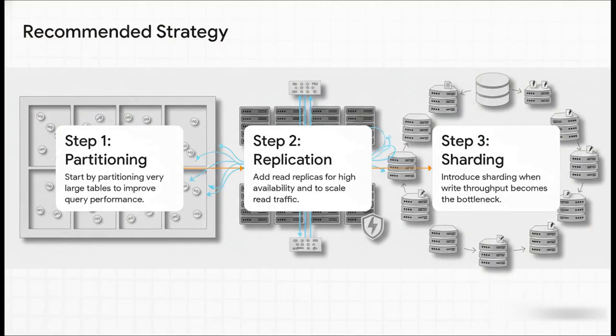So how do you actually approach this in the real world? Well, a really smart way to do it is in phases. Don't just jump straight to the most complex solution. First, maybe you use partitioning to deal with some massive tables that are slowing things down. Then you add replication to scale out your read traffic and get that high availability. And finally, only when you absolutely hit the limits of a single machine, that's when you introduce sharding.